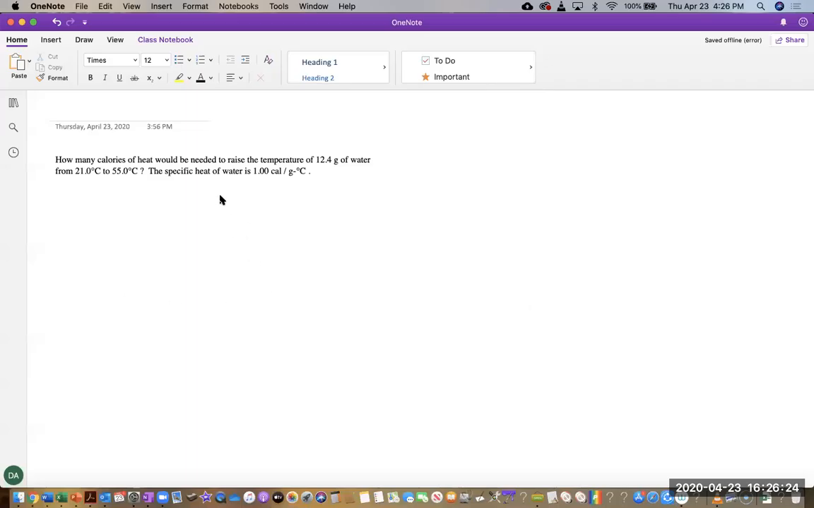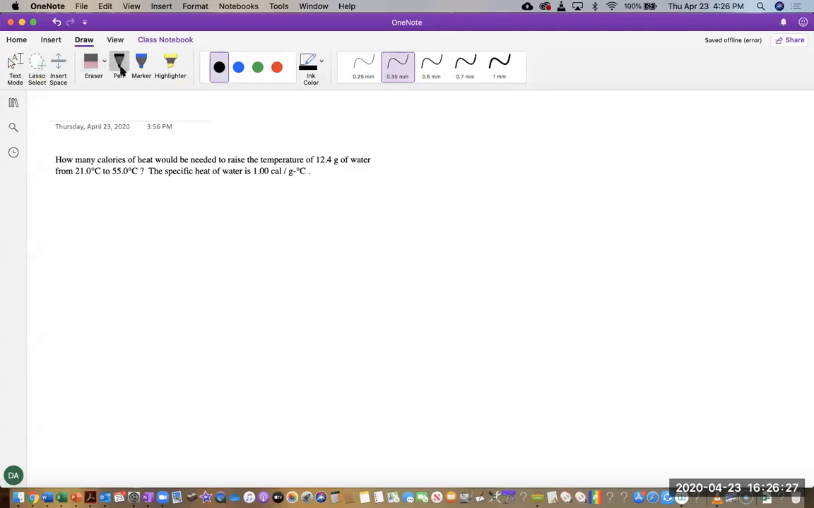Okay, so as we were saying, guys, we were looking for the calories of heat. So basically, we were looking for Q. So Q is what we were looking for, and then our equation looked like Q equals mc delta T. So let's first make a list of what is actually given. Okay. So how many calories of heat would be needed to raise the temperature of 12.4 grams?